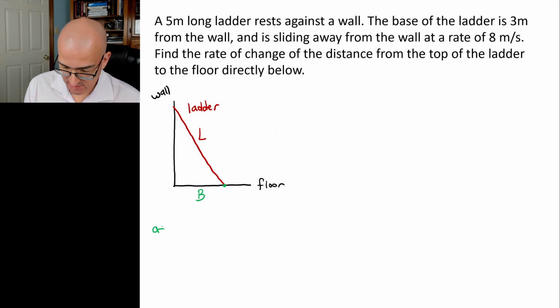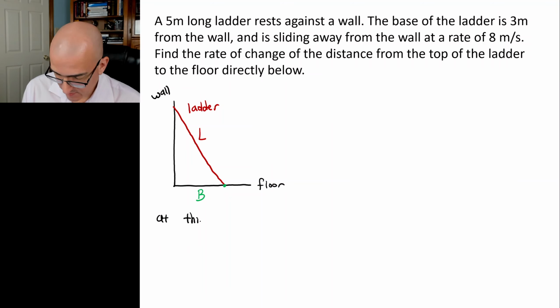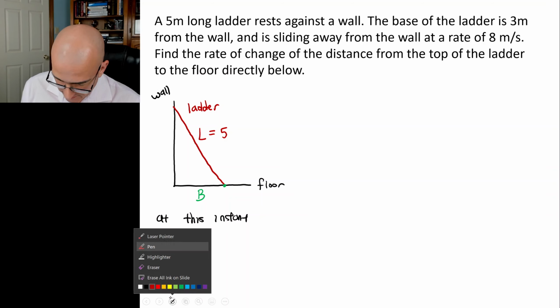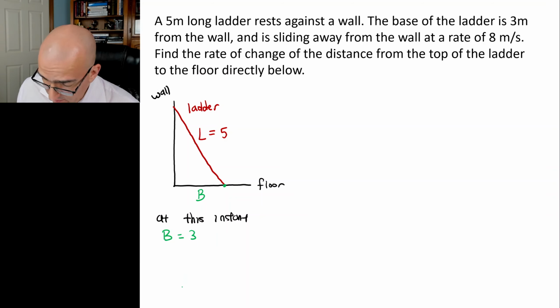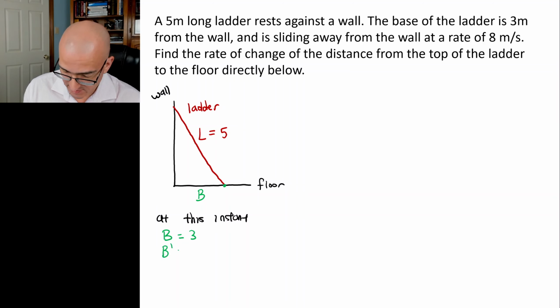So at this instant, B is equal to 3. Oh, I should label L is equal to 5. B is equal to 3, and is sliding away from the wall at a rate of 8 meters per second. So if it's sliding away from the wall, that means the distance between the wall and the base is increasing. So it's an increasing rate of change. That means B prime is positive 8.